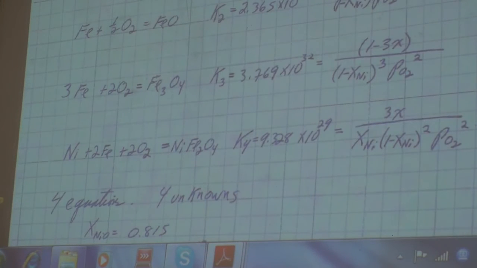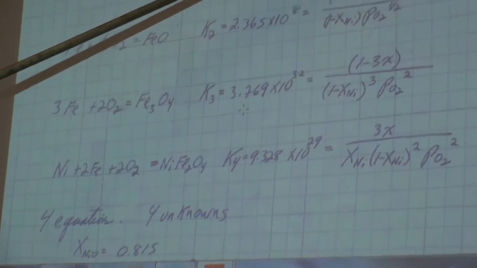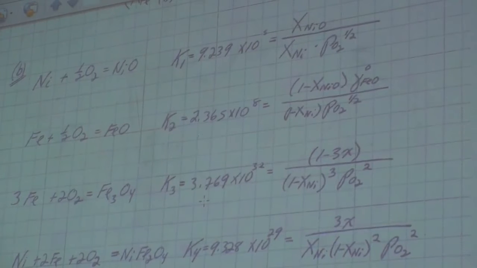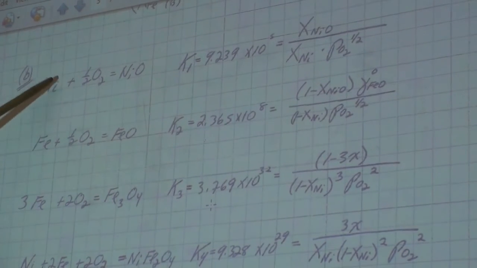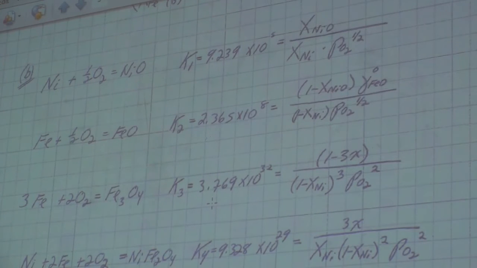Same thing here, but in the spinel phase, the equilibrium constant is the ratio of the activities. I'm assuming ideal solutions. But in the ideal spinel solution, the activity of Fe3O4 is 1 minus 3x. The activity of iron in the iron solution is just 1 minus, assuming all the solutions are ideal. So for this equilibrium, this is the ratio of the activity of nickel oxide in the monoxide solution, which I'm assuming is equal to the mole fraction because it's an ideal solution, to the activity of nickel in the metal solution, which I'm assuming is equal to X nickel because it's an ideal solution in this rough approximation.